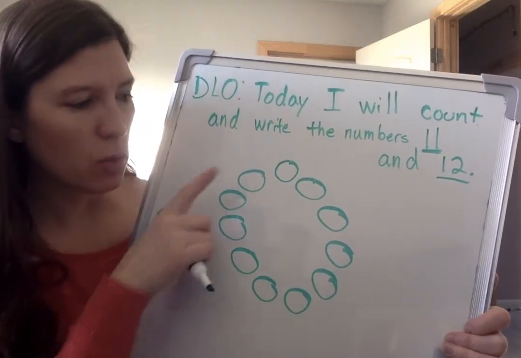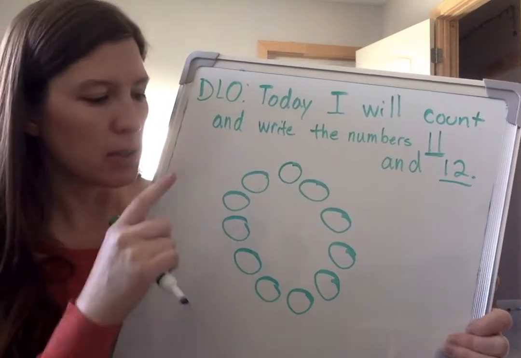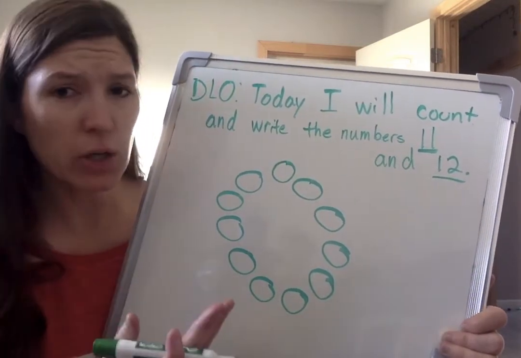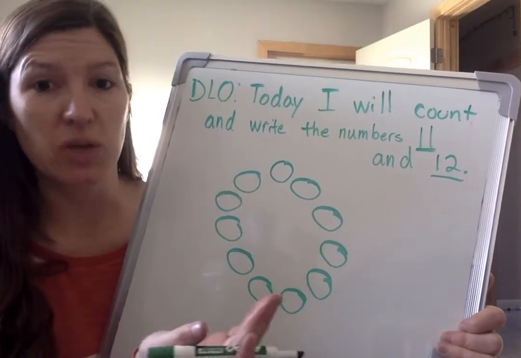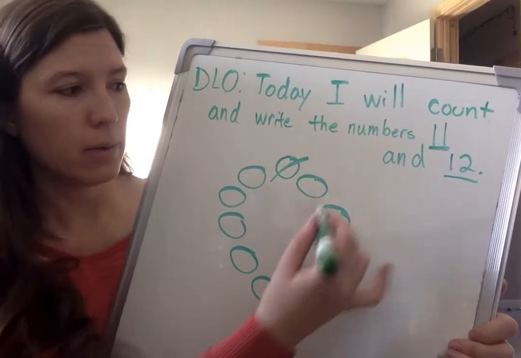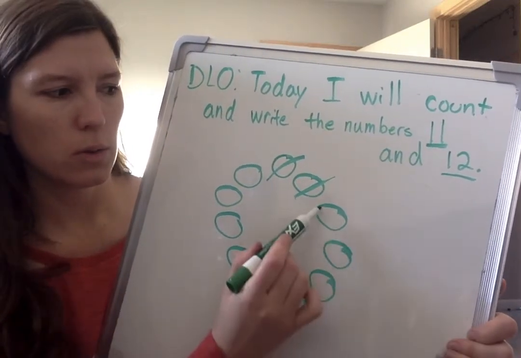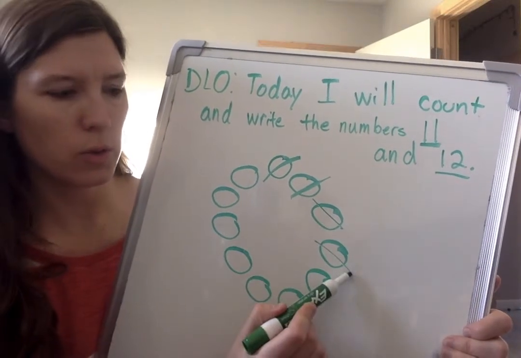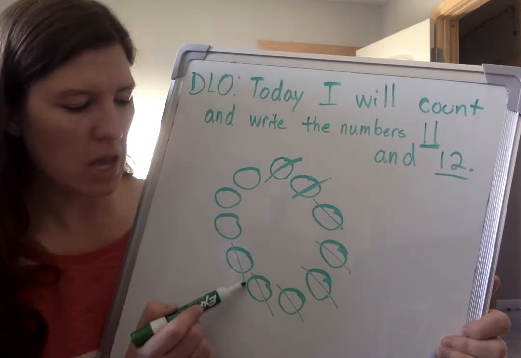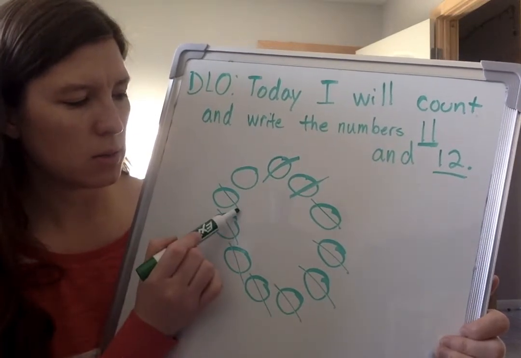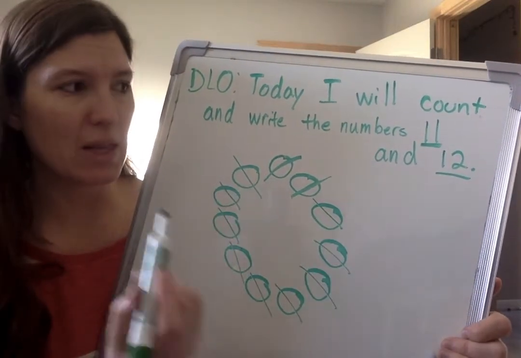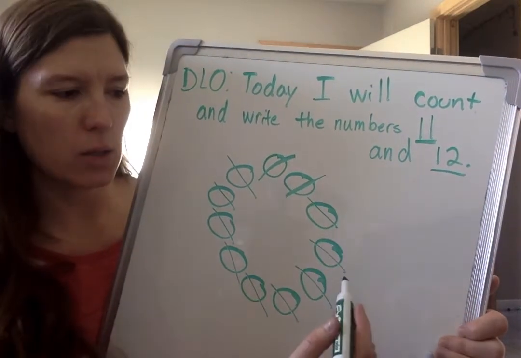So the best way to start with an arrangement that's in a circle is decide which one you want to start with and then mark it and count it. I could start anywhere I want. I like to start at the top because it reminds me of a clock, but you could start anywhere. So watch me. 1, 2, 3, 4, 5, 6, 7, 8, 9, 10, 11. And then I stop because I already marked my first one. 11. How do I make 11? A 1 and a 1.